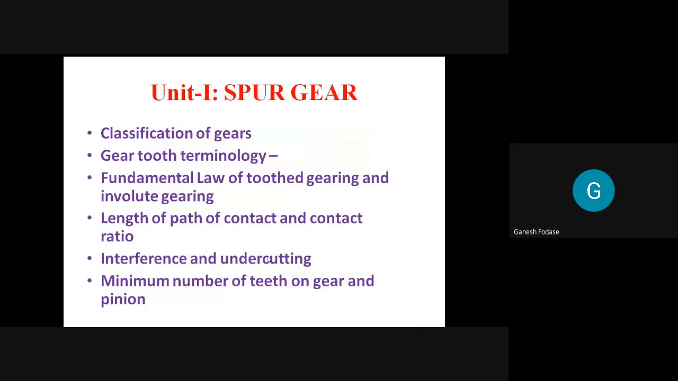Now, these are the topics that we have to cover under this unit, or we already covered under this unit. Classification of gear, then gear terminology, meaning different definitions we discussed. After that, law of gearing concept and velocity of sliding, its derivation. Next, the concept of path of contact, arc of contact, contact ratio. Then interference and undercutting. And finally, minimum number of teeth on gear and pinion. After this we also discussed some concepts like rack shift and methods to avoid interference, as well as force analysis of a spur gear. These are the points that we already covered during regular teaching.